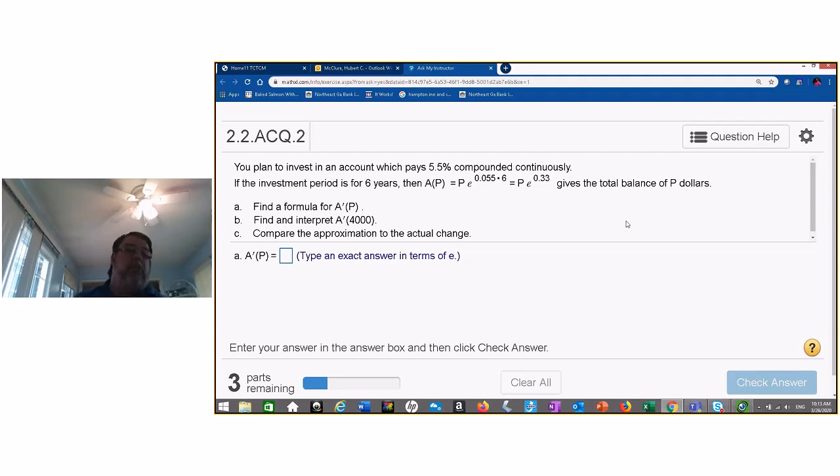Okay. You plan to invest in an account, and so on. All right, so they do half the problem for you. They go through and say if the investment period is 6 years, then that's going to be PERT continuously. There it is, PERT, P-E-R-T. And they even do it for you. So you're at A of t is equal to P e to the 0.33.